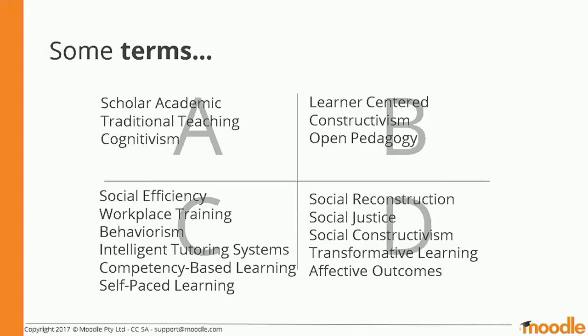And then fourth, social reconstruction, this is D: social justice, social constructivism, transformative learning, and effective outcomes would be fantastic Google pieces. Hey, again, this is not a judgmental thing. It's connected to something. So can I ask a show of hands, how many people found A as being the dominant paradigm that they picked?